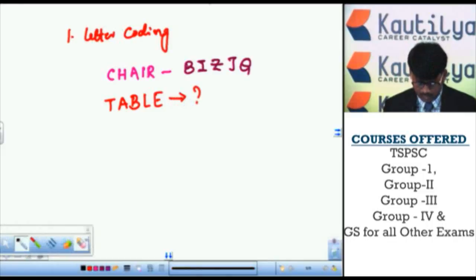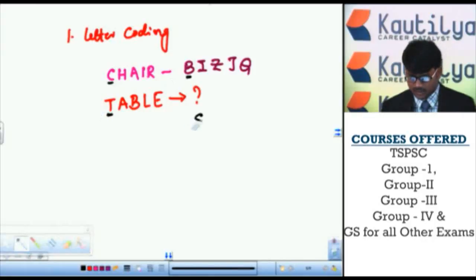Here clearly C is coded by B, that means -1. In the same way we code T by -1, the previous letter of T, which is S. Next, the second letter H is coded by I, meaning I is the next letter of H. Then we code A by the next letter, B. Next, A is coded by Z, meaning Z is the previous letter of A in the alphabet. Then we take the previous letter of B, which is A.